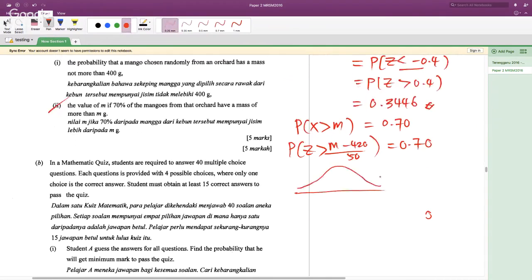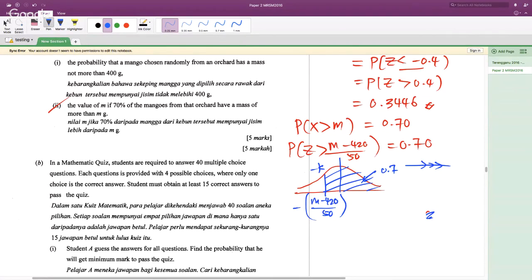When I sketch out the graph here, bigger than the mean goes in this direction, so you shade toward this direction. All right, 0.7, this is the middle. In order to get 0.7, it should include the negative area, because each half is only 0.5. So the area under the curve is 0.7. Therefore, I know my m minus 420 over 50 should be a negative value. To make this question look simple, I'm going to call this line k, so this is negative k.